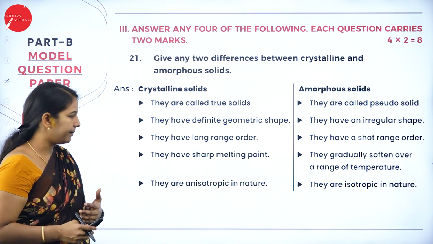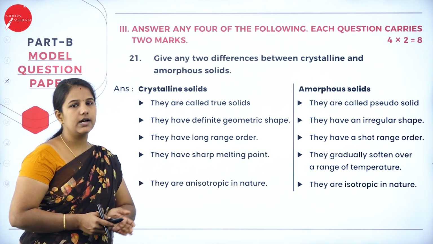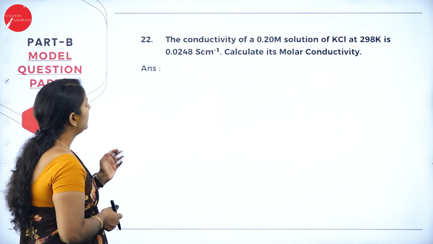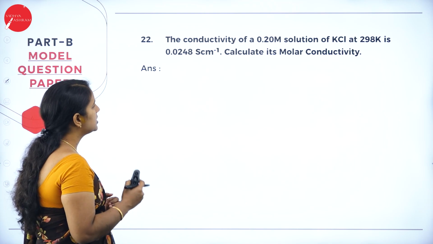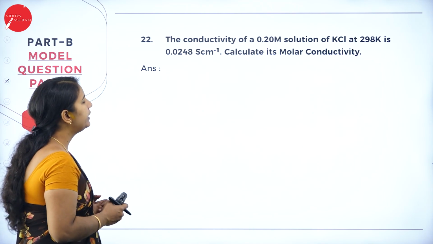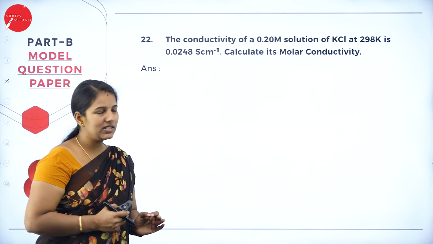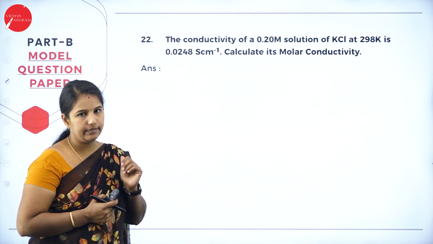It changes with the temperature, and they are anisotropic in nature, whereas amorphous solids are isotropic in nature. Coming to the next question: the conductivity of a 0.20 molarity solution of KCl at 298 Kelvin is 0.0248 Siemens per centimeter. Calculate the molar conductivity.